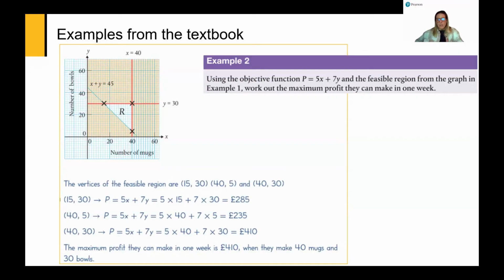So we can see the first one gives us £285, the next one gives us £235, and the last one gives us £410. And so the maximum profit they can make in one week is £410. And that's because they make 40 mugs and 30 bowls.